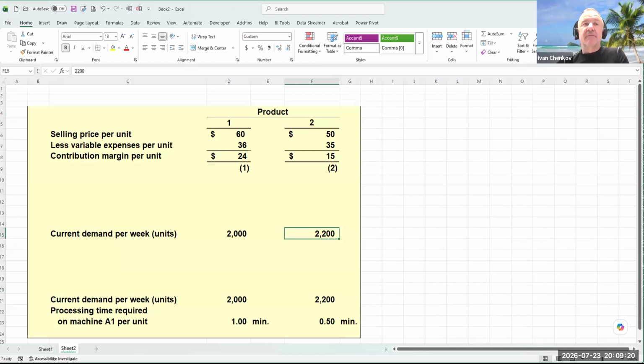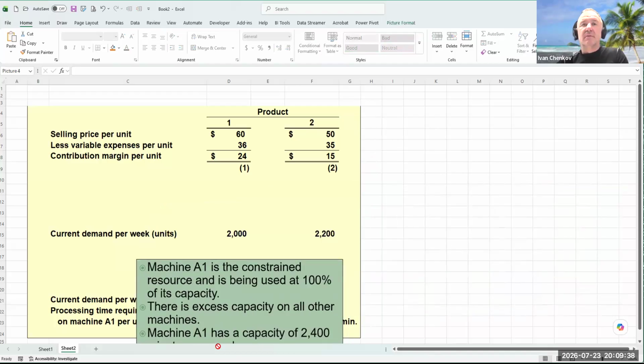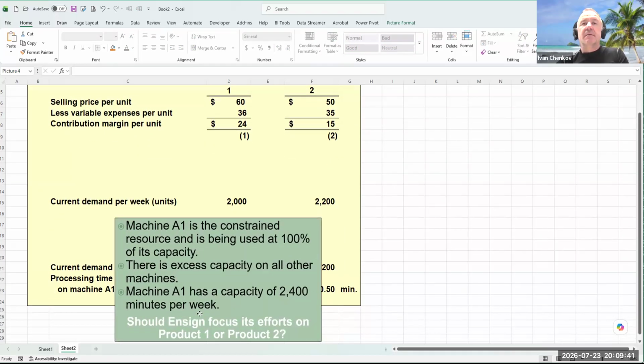Additional information that we have in this question is the machine. I'm going to copy this additional information and paste it for you right here as a picture. We have this machine, which is a constrained resource. Why is it a constrained resource? Because this machine has a capacity to produce 2,400 minutes per week. That's it. That's the capacity of the machine.